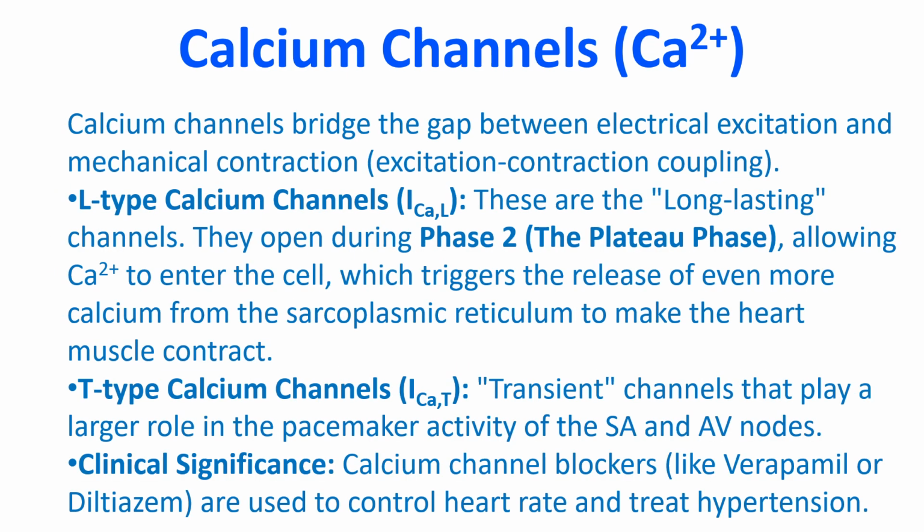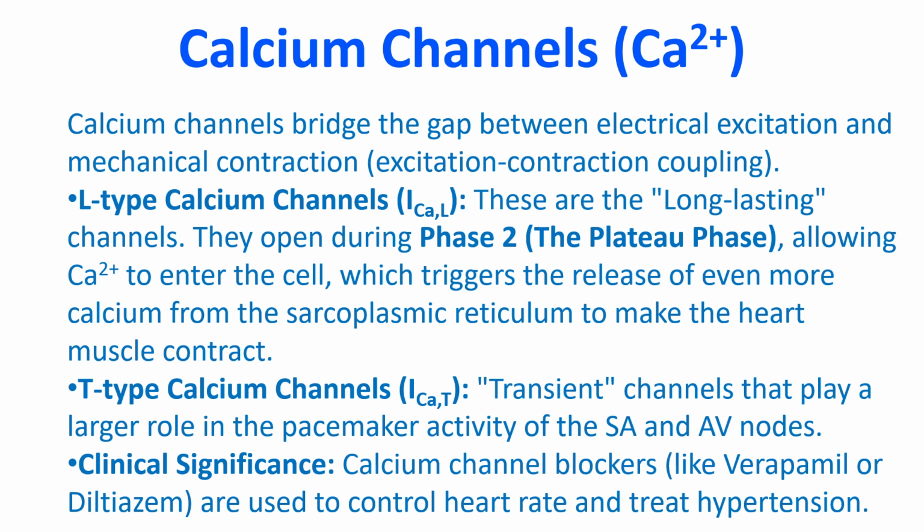Calcium channels bridge the gap between electrical excitation and mechanical contraction, that is, excitation-contraction coupling. L-type calcium channels are long-lasting channels. They open during phase 2, that is the plateau phase, allowing calcium ions to enter the cell, which triggers the release of even more calcium from the sarcoplasmic reticulum to make the heart muscle contract.